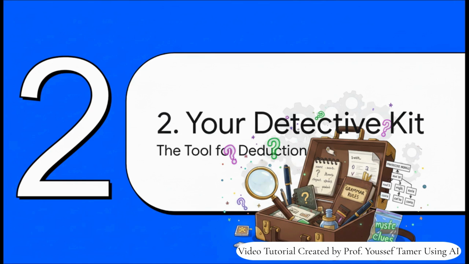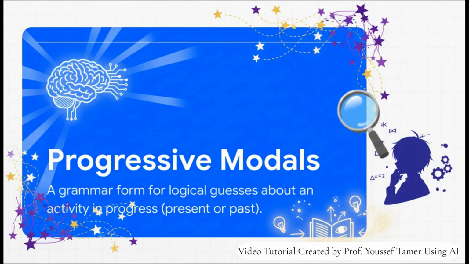To crack this case, we need the right tool for the job. So, it's time to open up our Grammar Detective Kit. And here it is, the progressive modal. Now I know, that sounds super technical, but trust me, it's not. It's just a special way we talk when we want to make a logical guess about something that's happening or was happening. It is literally the language of deduction.